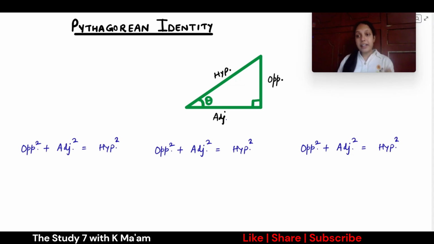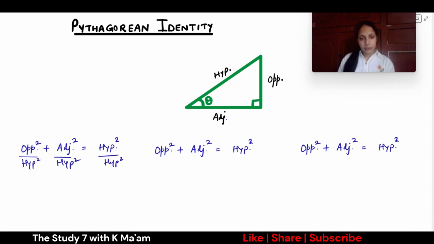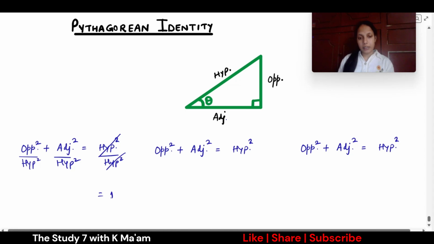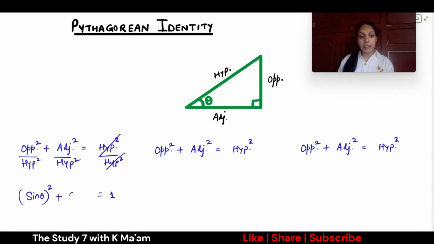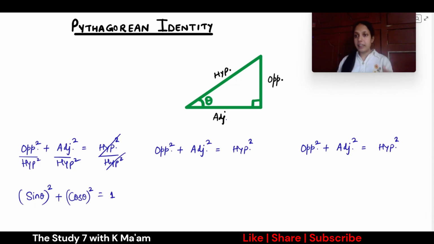So I am dividing both sides by the hypotenuse square. This cancels and you get 1. What is opposite over hypotenuse? Sine theta. So sine theta, squared on both, so it's sine theta whole squared. Adjacent over hypotenuse is cosine theta, so cosine theta whole squared. So this is the first identity you got: sine square theta plus cos square theta is 1.